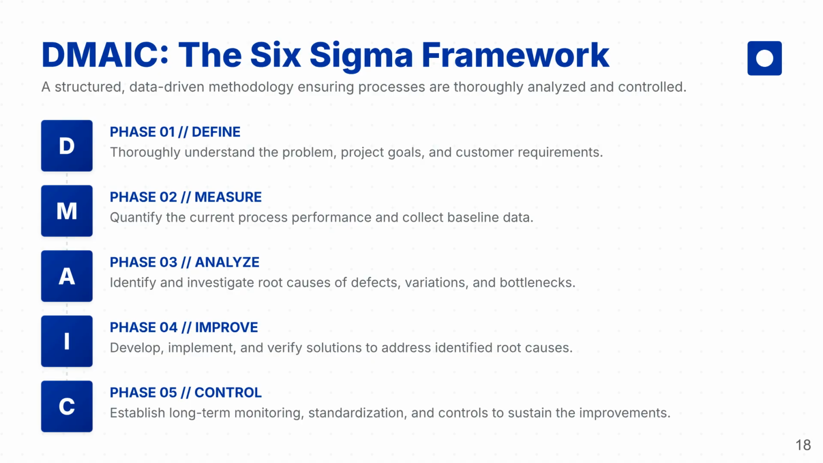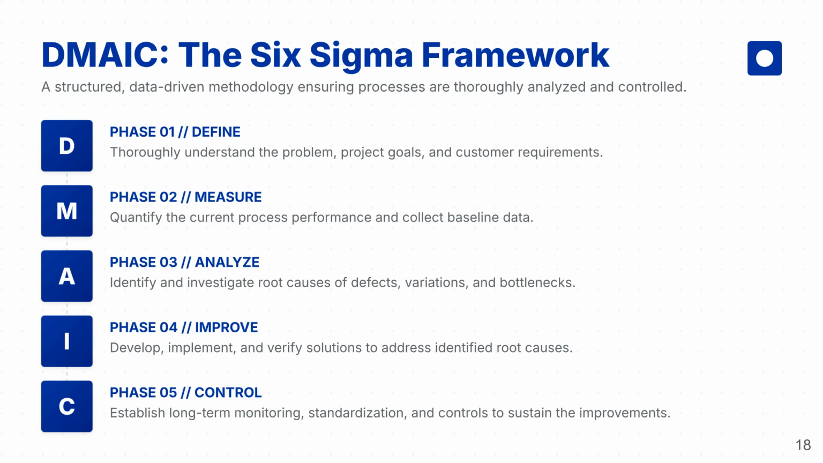The final phase is control. Once improvements have been successfully implemented, organizations establish monitoring systems, standard operating procedures, and performance measures to ensure that the process continues to perform at the improved level. Without proper control, processes may gradually return to their previous inefficient state.